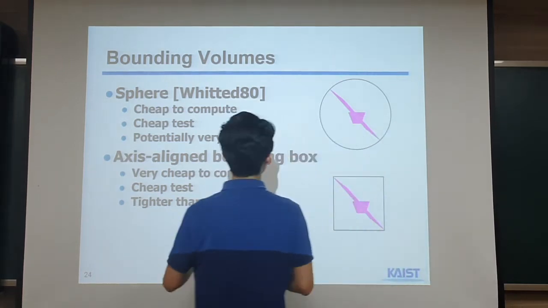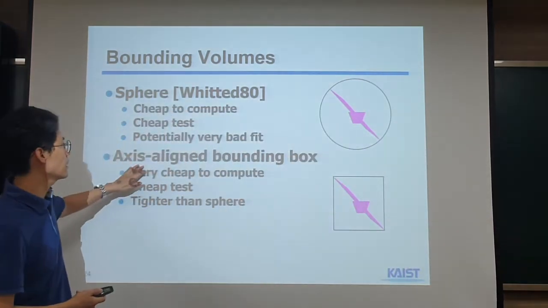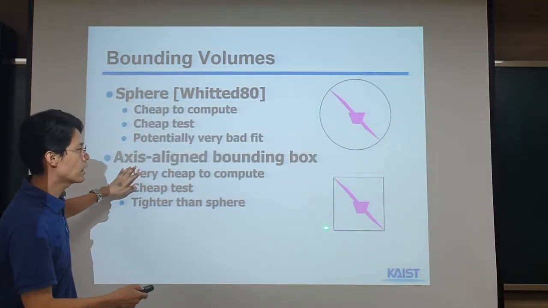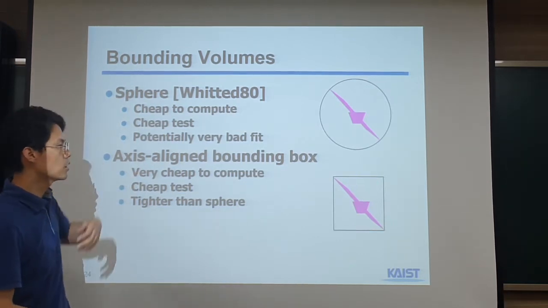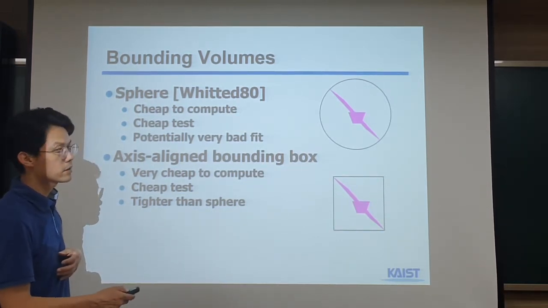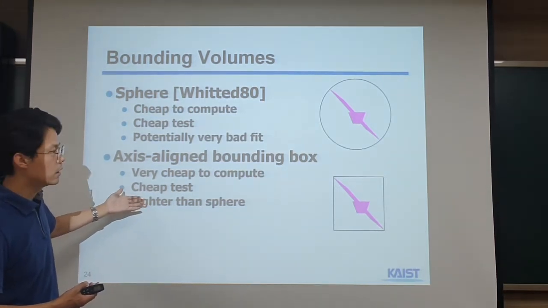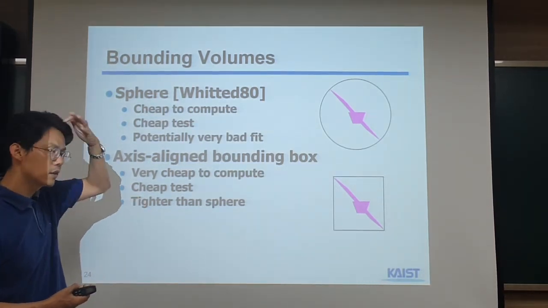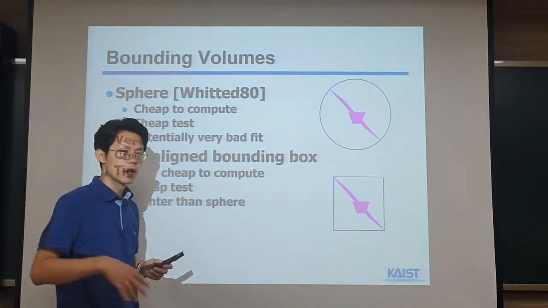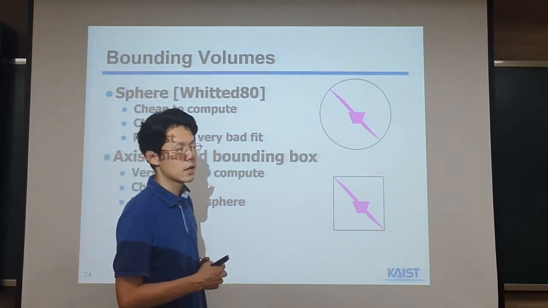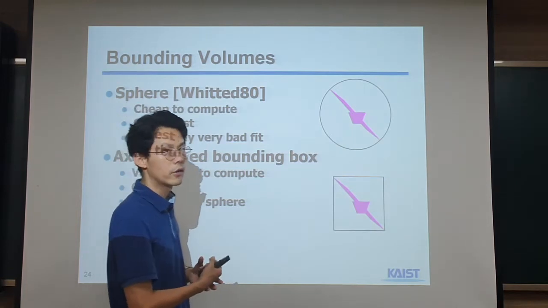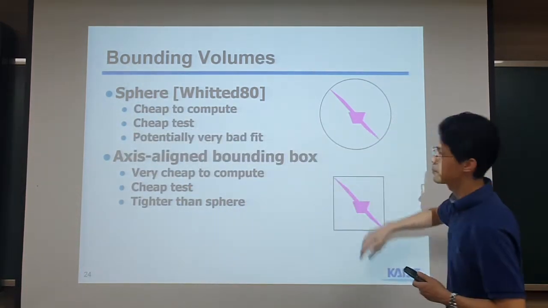So typically, instead of the sphere, one can use the axis aligned bounding box. You can see that it fits more tightly, right? Also, computing the axis aligned bounding box is very easy. It is a cheap test, and also tighter than a sphere in most cases. Since if you look around, a lot of man-made objects have this kind of axis aligned, regular shape.